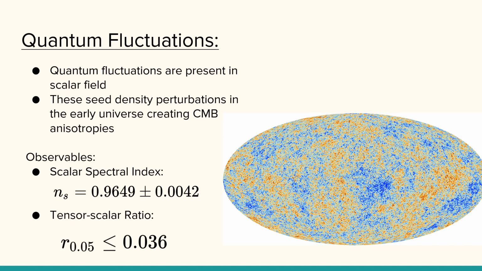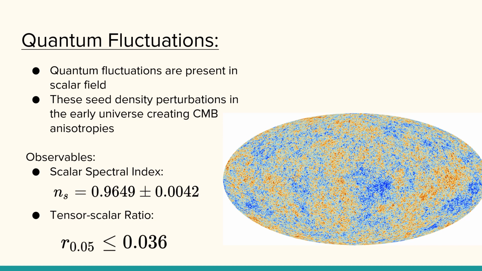Now, by studying the CMB, we're able to derive certain observables that we can use to constrain our inflationary models. For example, the scalar spectral index or the tensor to scalar ratio. And while these have not ruled out all inflationary models, they have ruled out some, and future measurements will constrain which models can cause inflation and which cannot.